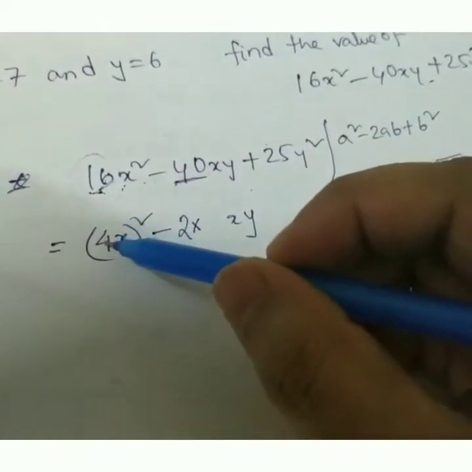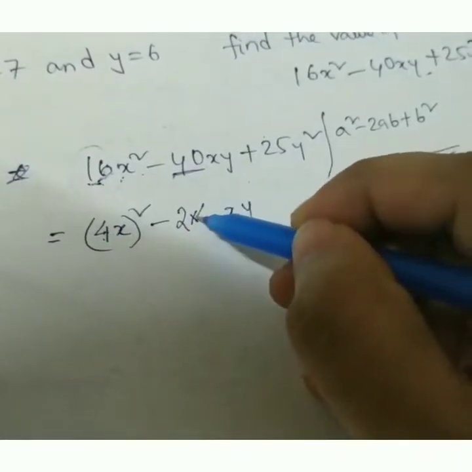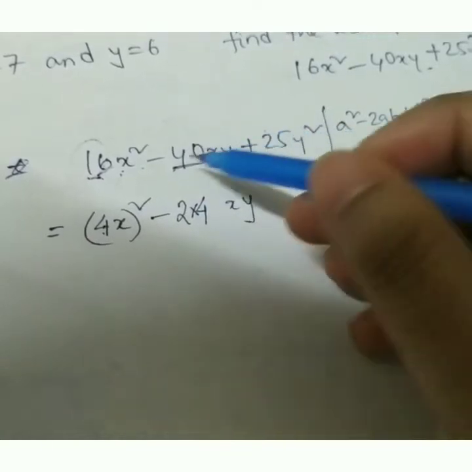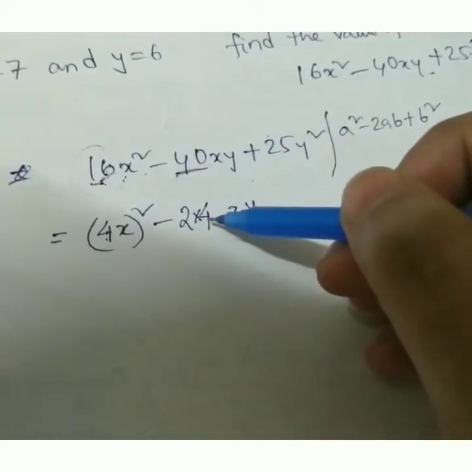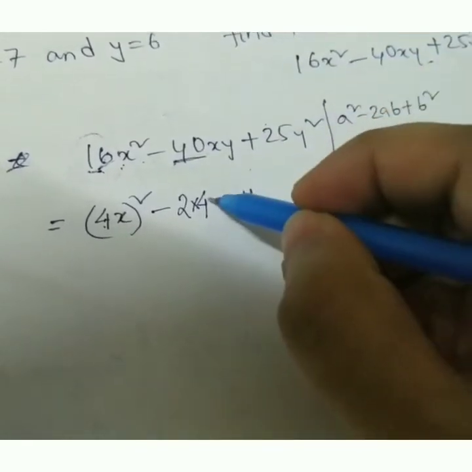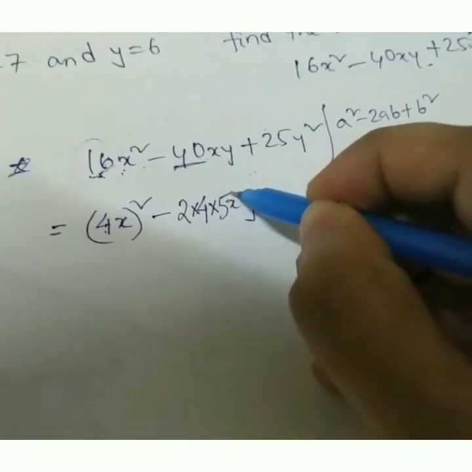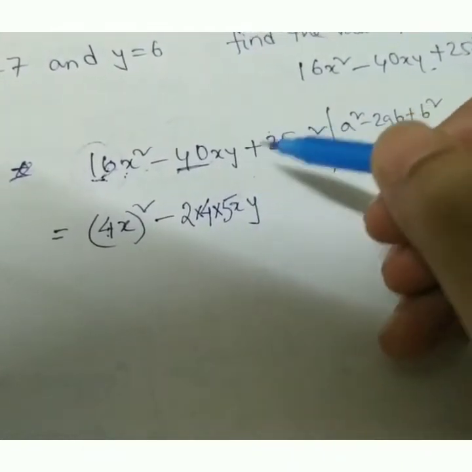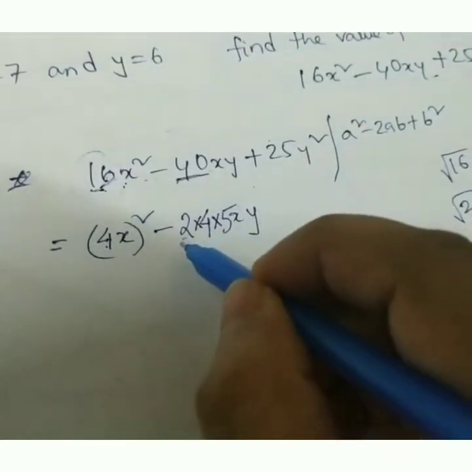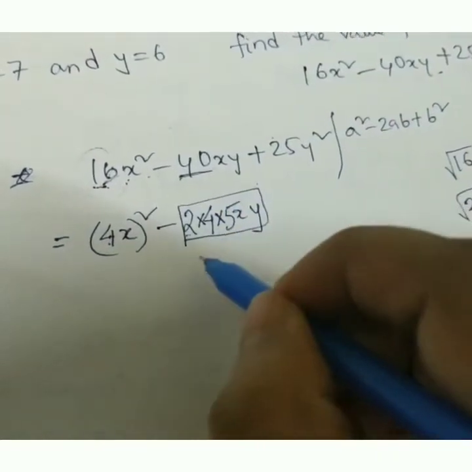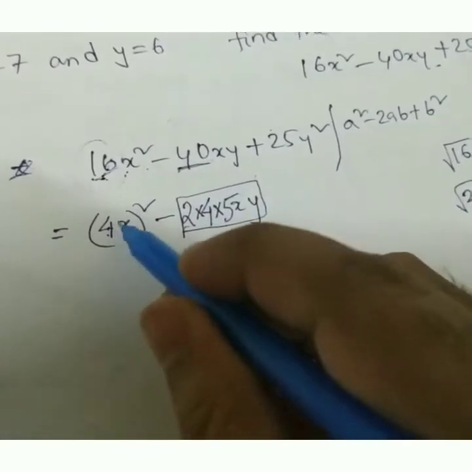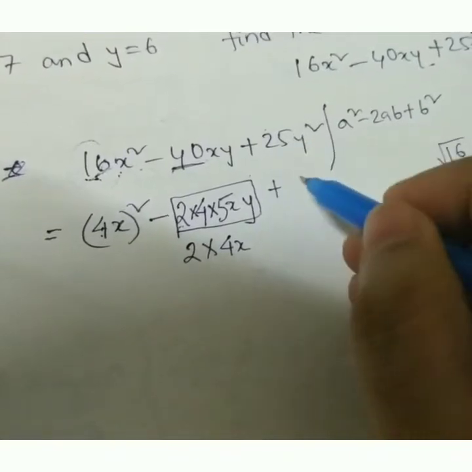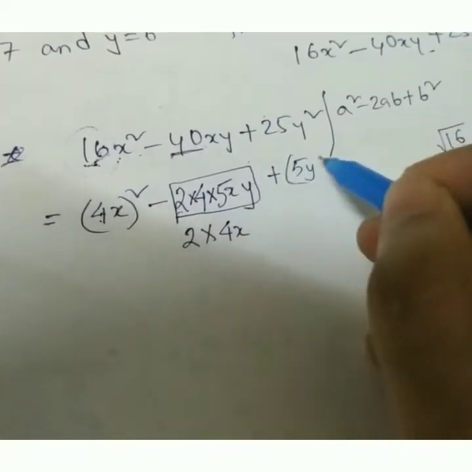You see, already I have 4, so obviously it should be part of a. Then what else? 2 into 4 is 8. Then what do I need so that I can get 40? 8 into what is 40? 8 into 5. So 2 into 4 is 8. 8 into 5 is 40. So if I write it in a proper way, I can write 2 into 4x. 4x is our a, and from here 25y square we can write in the b format.